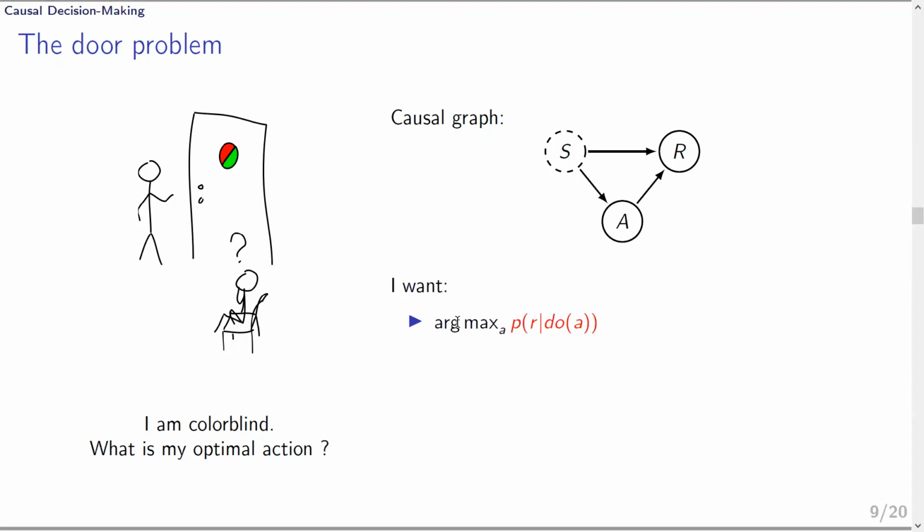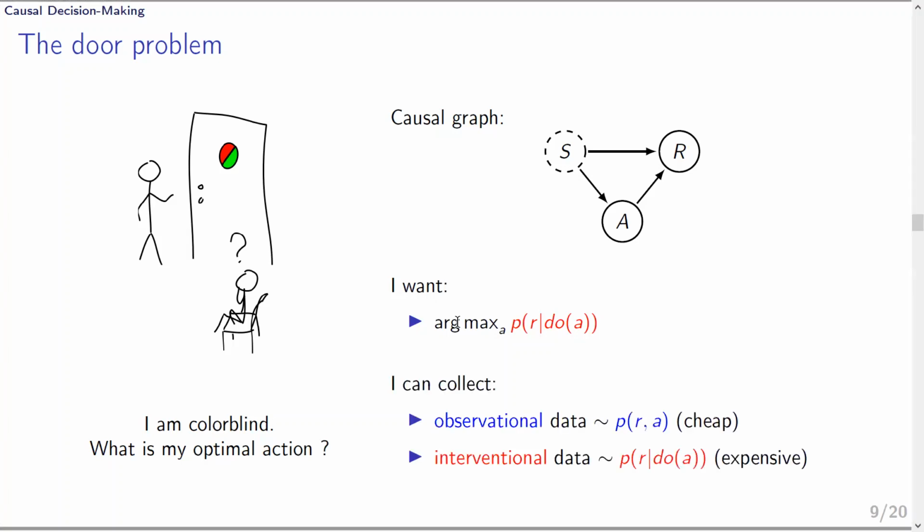What I want is this. I want the action which maximizes the probability of the reward, given that I do this action. So this is my decision problem. And I don't observe S, I just press a button and I see if the door opens or not.